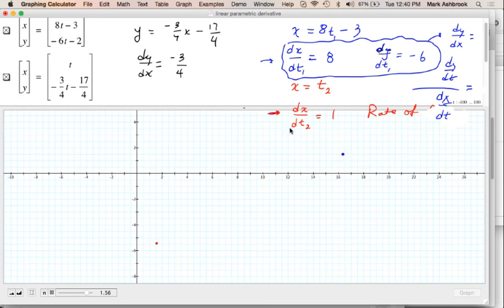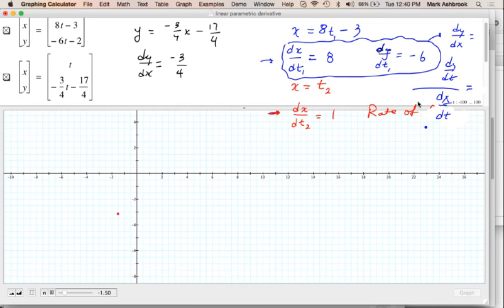And that works for this too, right? So dy dt for the second one, negative 3/4 divided by dx dt 1 is still our negative 3/4. So y and x, for both of these two equations, y always changes the same amount with respect to x, negative 3/4 as much as x. But how they change with respect to t is very different for these two equations.